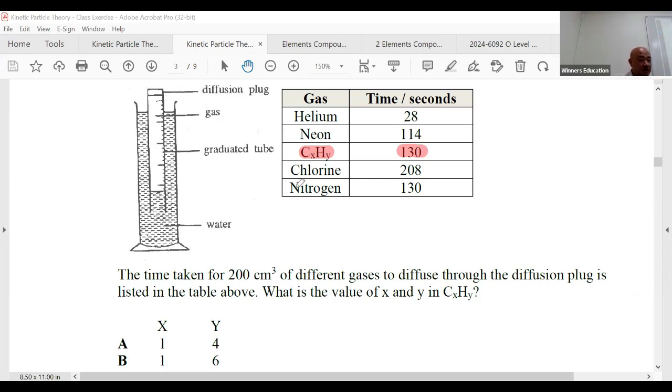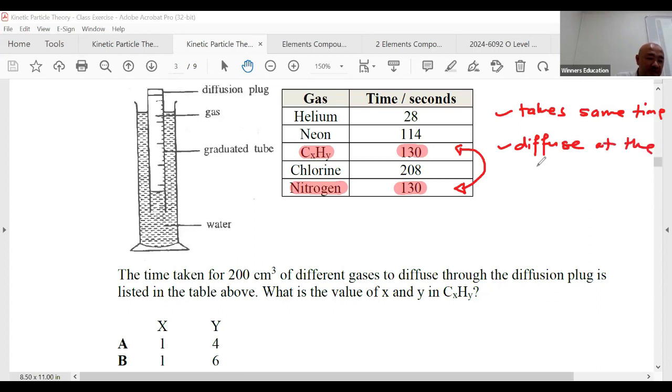Nitrogen. Why nitrogen? Because, take a look, they diffuse with the same time. Can you see or not? So there is a similarity between the gas that you want to solve and nitrogen. They diffuse with the same time, which also means it takes the same time for the diffusion to occur, and therefore it diffuses at the same rate. Which also means what? They must have the same molecular mass. Done with it.